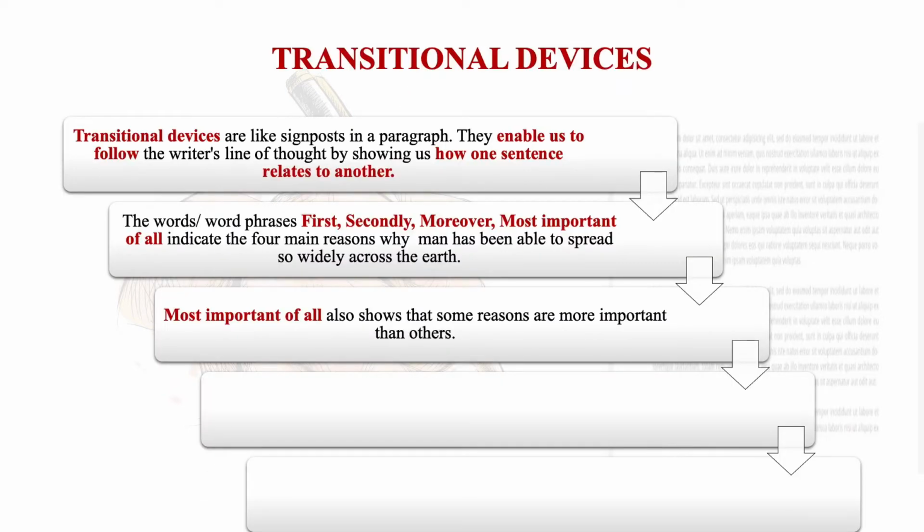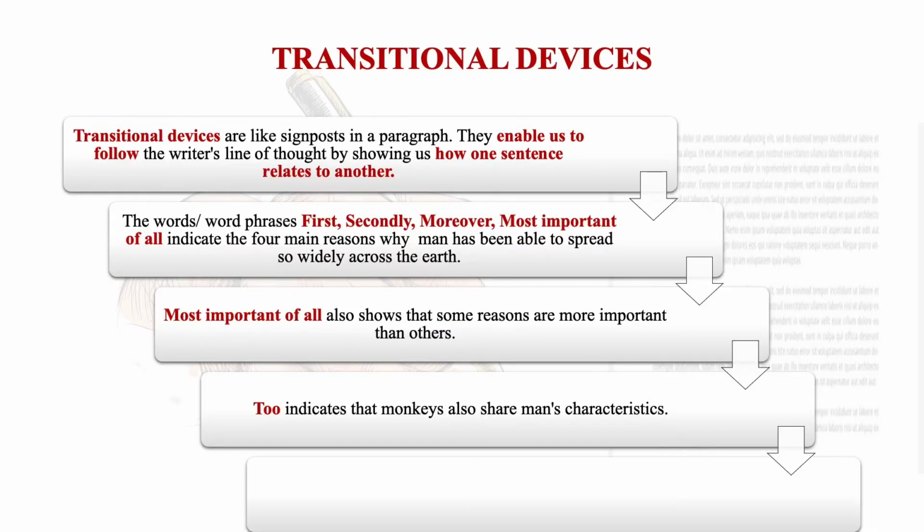So most important of all is a kind of phrase or word, or you can say idea unit, which really shows us that some reasons are more important than others. That's why when we use most important of all, I mean there are many reasons, but most important of all those reasons is the one which we are going to explain. So we can use most important of all as a transitional device, okay, to give us extra information about how some reasons are far more important than others.